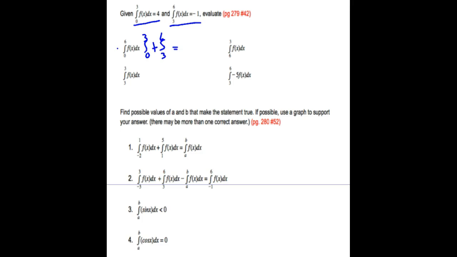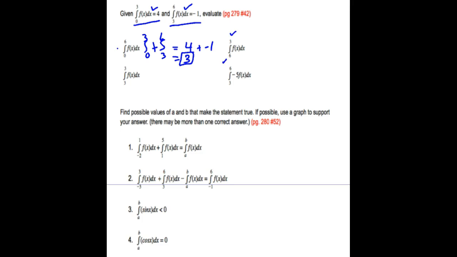And that's poor notation, but that's what I'm going to do, which would be 4 from 0 to 3, and from 3 to 6 is a negative 1, balancing out at positive 3. It's as easy as that. The point of this section is just to get you comfortable with the properties before we start to do some more important things.